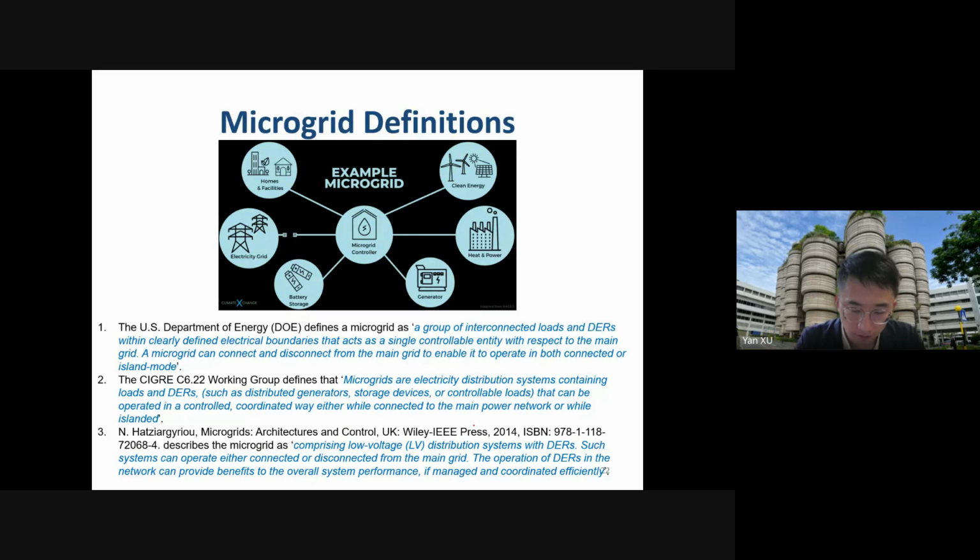Basically, the microgrid, first of all, should be a low voltage distribution grid. Secondly, this grid should contain flexible loads and DER, distributed energy resources, including distributed generators, storage devices, or controllable loads. And thirdly, the whole system could operate in a controlled, coordinated way, either in the grid-connected mode or the disconnected mode. So to summarize, number one, a low voltage distribution network. Secondly, you have DER. Number three, the whole microgrid system can operate as an individual and controllable entity.